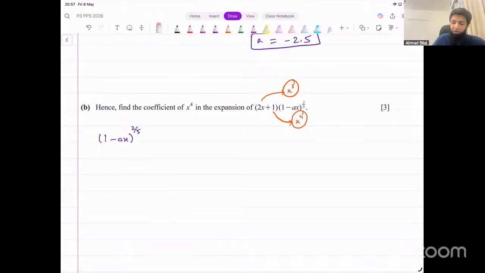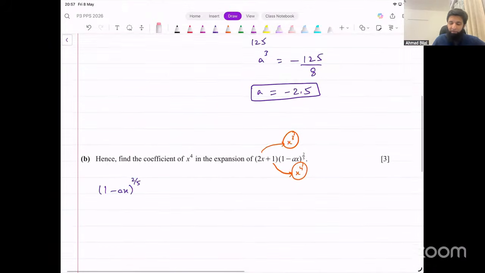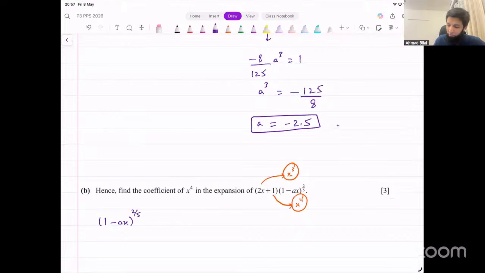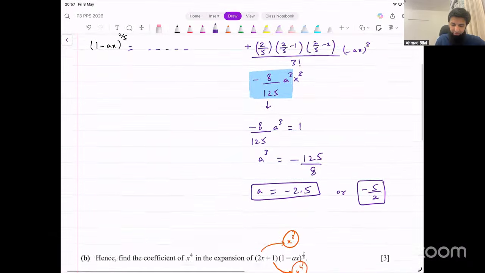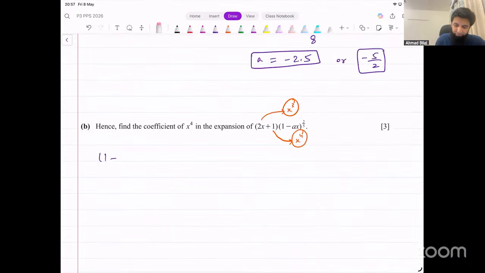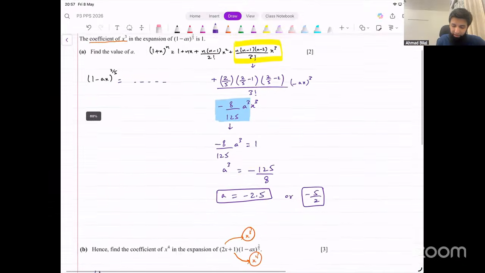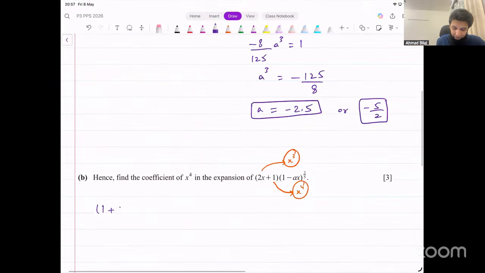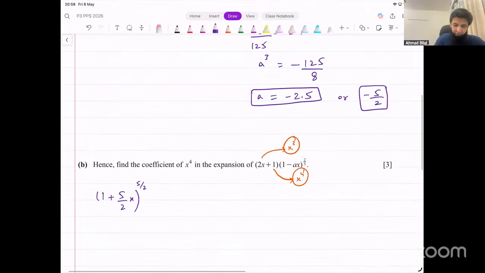So now we know the value for a, right? The value for a is negative 2.5 or negative 5 over 2. We can input that there. So this expression would become 1 minus a x, that means it is going to be 1 plus 5 over 2 times x, whole raised to power 2 over 5. That's the expansion that we had. Let's do this expansion. We know the coefficient of x cube is 1, so we have 1x cube.